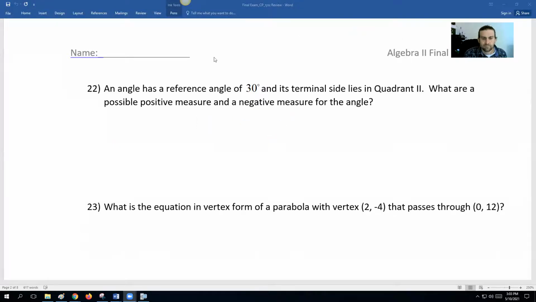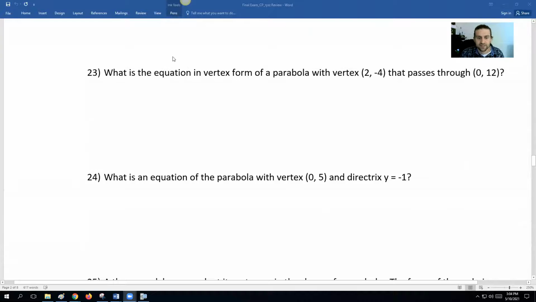Okay. Next, we're going to look at some conic sections. So these are always sections that you want to go back, maybe look up your notes, and I might have to go back and see some of those too, because the formulas are pretty crazy. All right, write the equation in vertex form, the parabola that passes through.